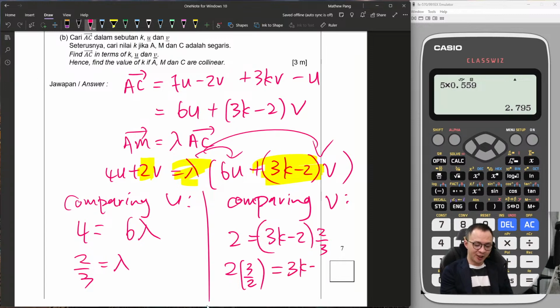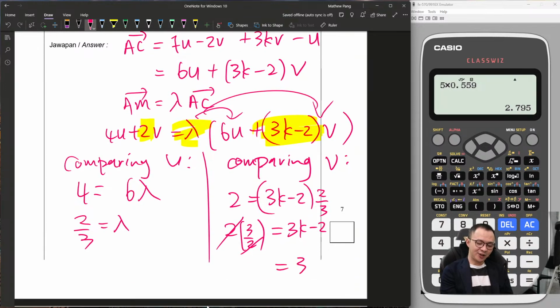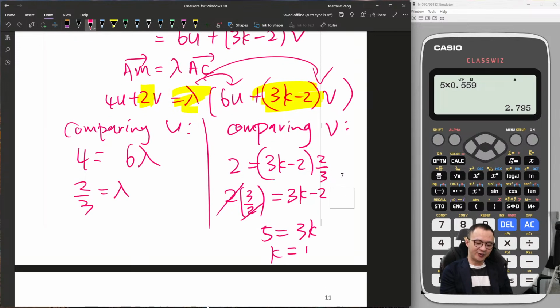So equals to 3K minus 2. Cut equals to 3. Then 3K equals to 5. K equals to 5/3. Done. This is how we find the K value.